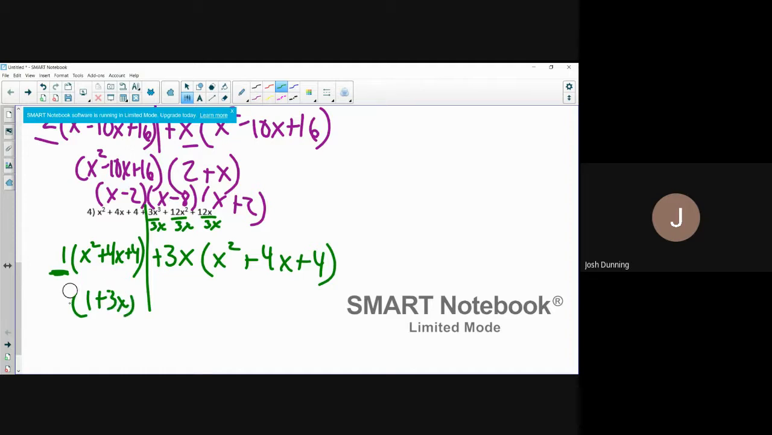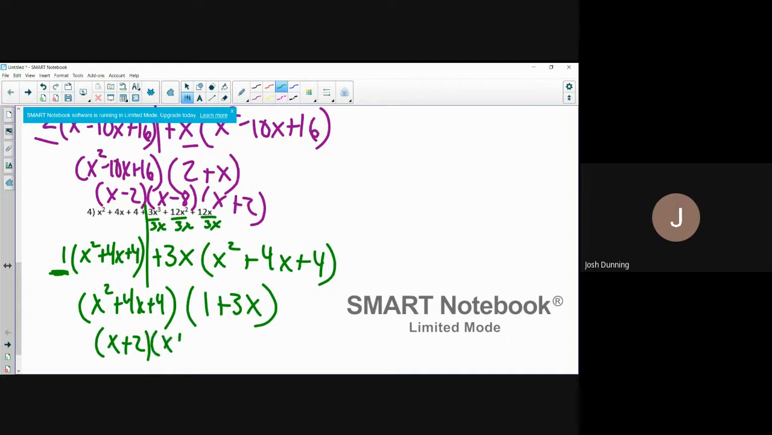Here, let me be consistent. You take that trinomial out. Now you're left over with 1 plus 3x. And again, 2 times 2 is 4, 2 plus 2 is 4. We'll factor this trinomial. Not a big deal. I'm going to switch it to 3x plus 1. You could leave it as 1 plus 3x.